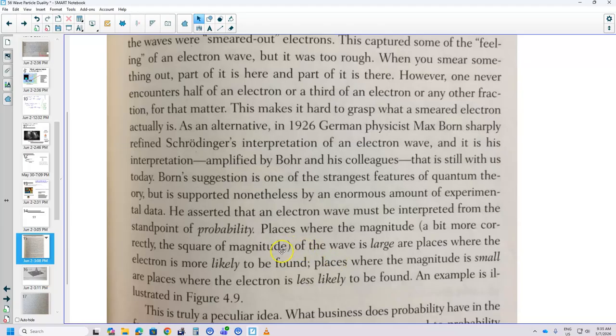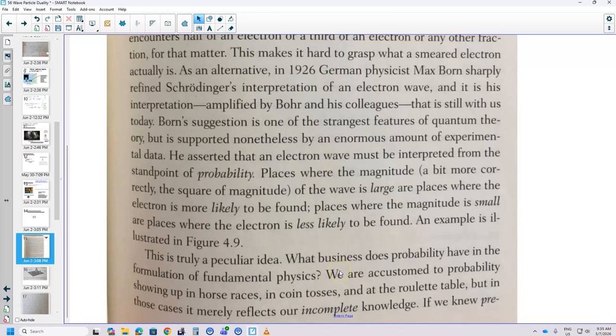When you do these calculations later in university, if you go on, you'll be squaring the wave equation to find out the probability of the electron being in a certain spot. So if the wave is large, or where the probability is large, right, the electrons are more likely to be found. In places where the magnitude is small, they are less likely to be found. So this is a peculiar idea.